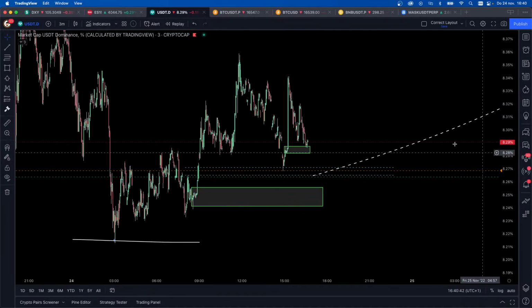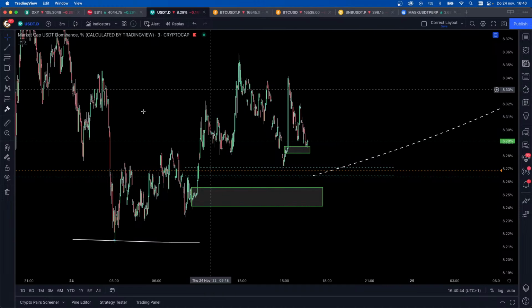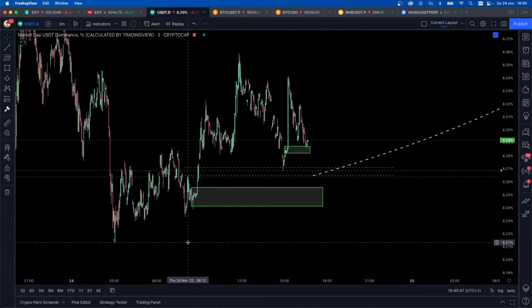And to trade Bitcoin, you only need one confirmation chart, and that is USDT dominance.